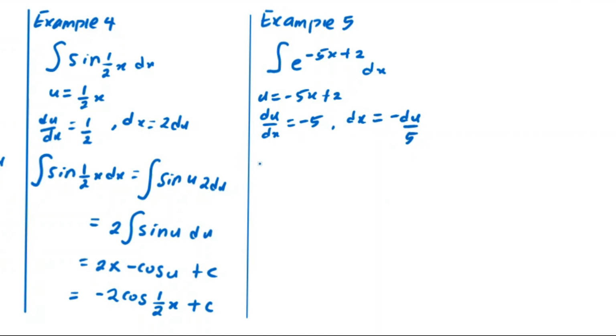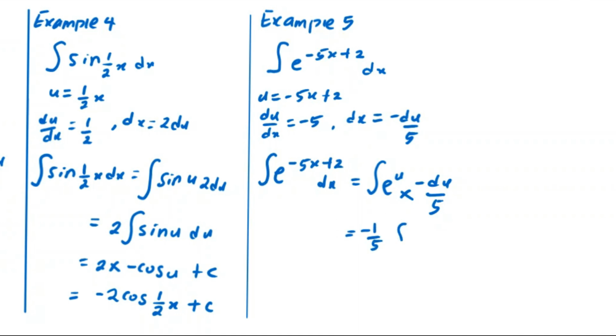It therefore means that the integral of e raised to power minus 5x plus 2 dx is the same thing as the integral of e raised to power u, where u is minus 5x plus 2, times dx, which is now minus du divided by 5. Don't forget this is multiplying this. So we can factorize minus 1 over 5 out. This will give us minus 1 over 5 integral e raised to power u du.